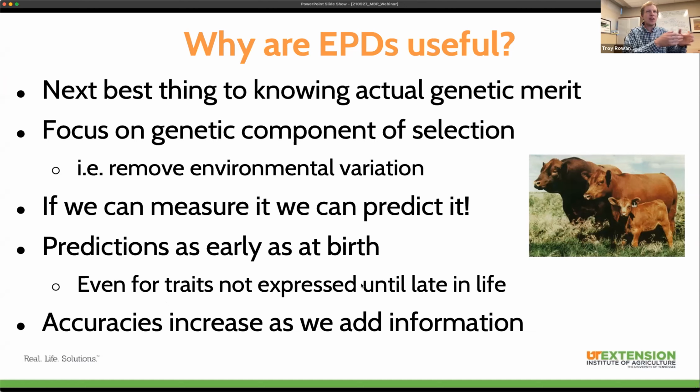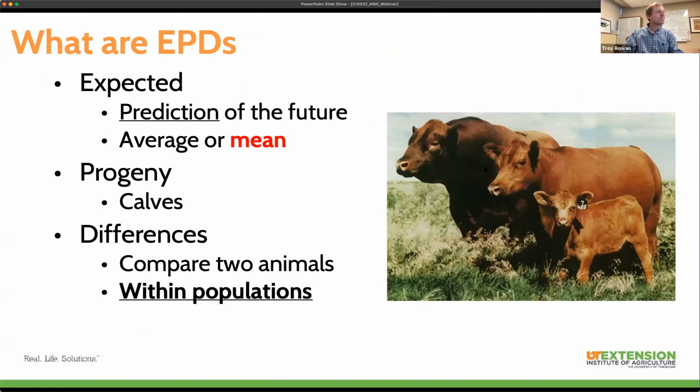And the other good thing about EPDs is that they're better than doing phenotypic selection very, very early on in an individual's life. But as we add information, they get more and more accurate. They better represent that animal's true genetic merit, so we can be more and more confident that by using an EPD, we're actually selecting on the animal's genetic merit.